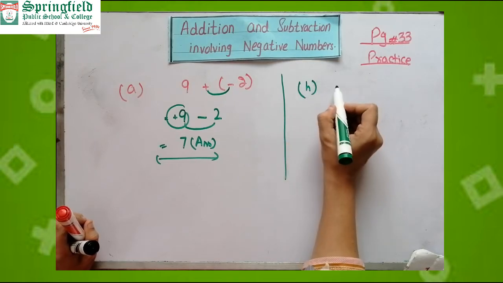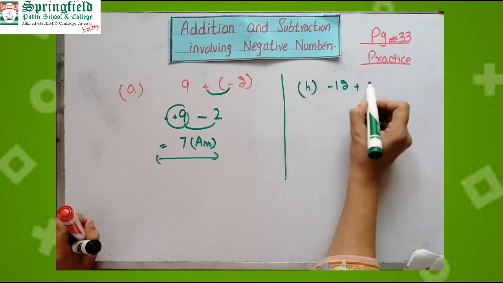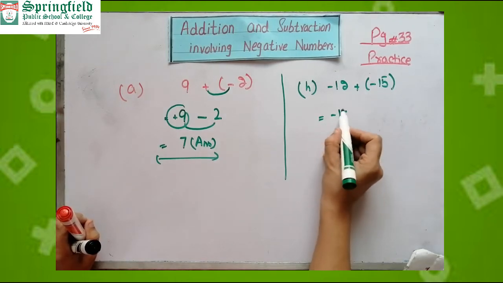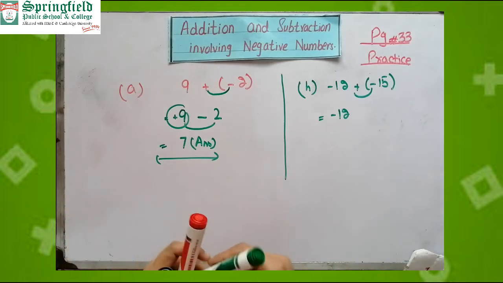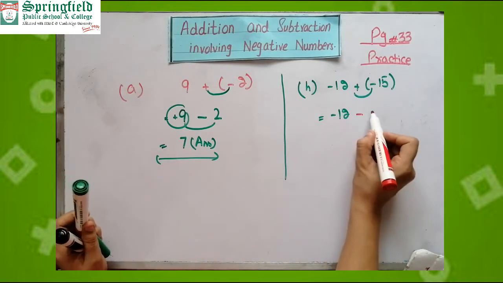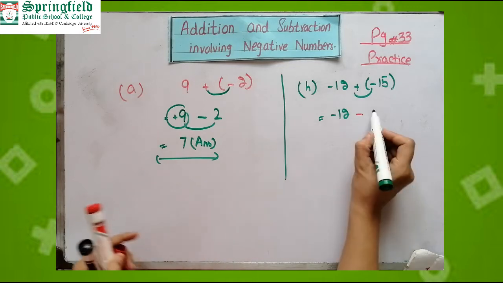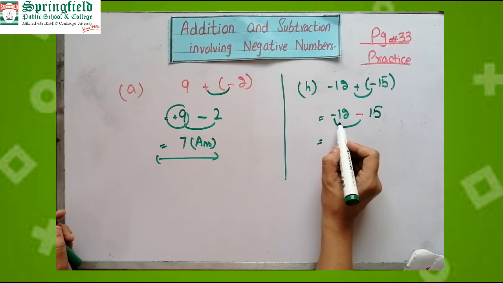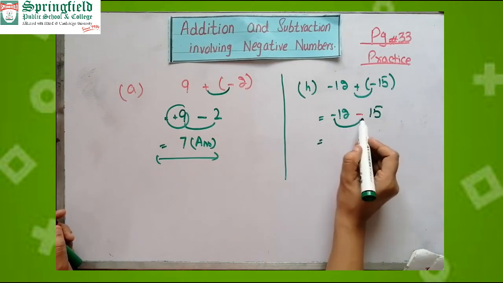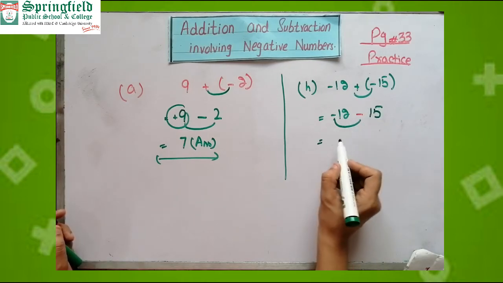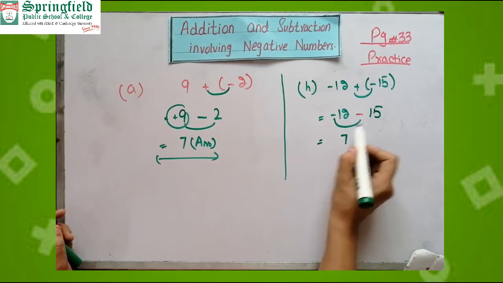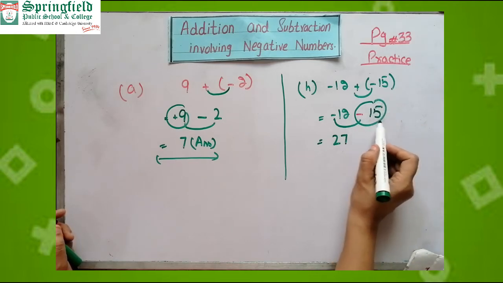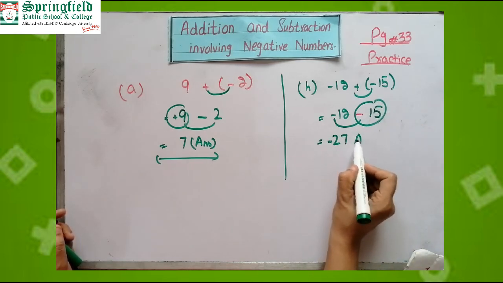H. Minus 12 plus small bracket minus 15. Okay. Minus 12, minus plus will convert into minus. Then plus 15. Okay. Minus minus plus, they will add but the sign will be negative. 12 plus 15: 5 plus 2 is 7, 1 plus 1 is 2. And the sign will be negative because 15 is greater and the sign of 15 is negative. So negative.